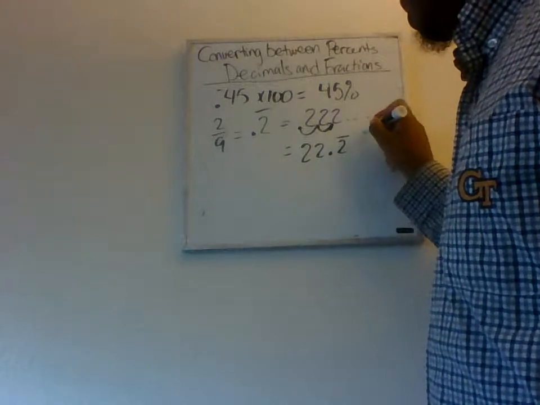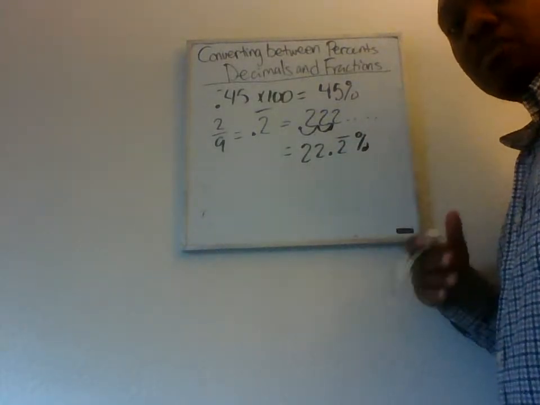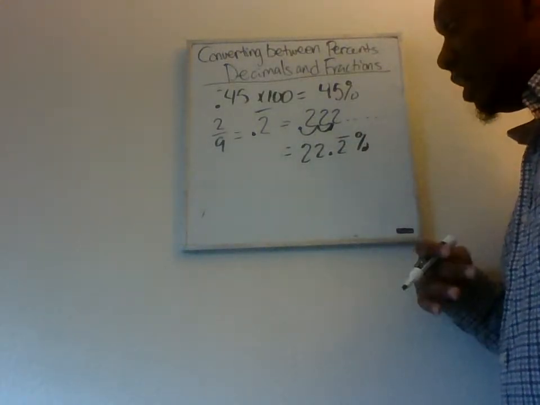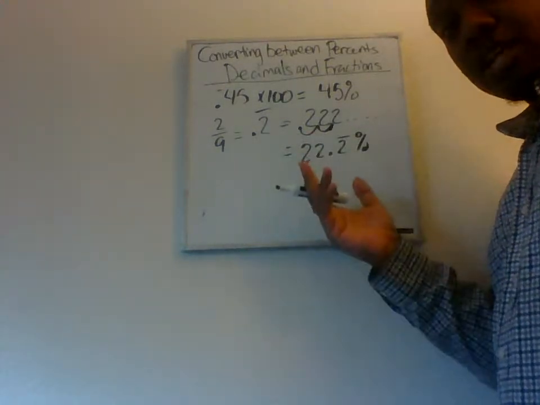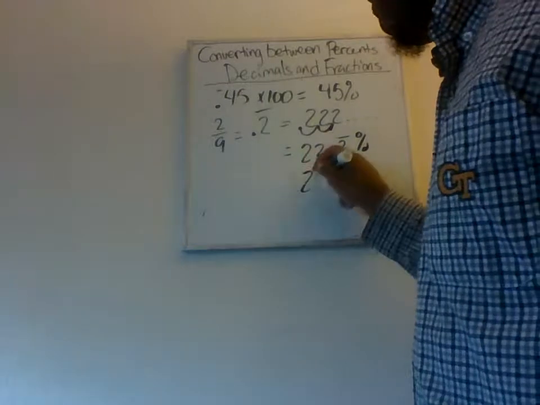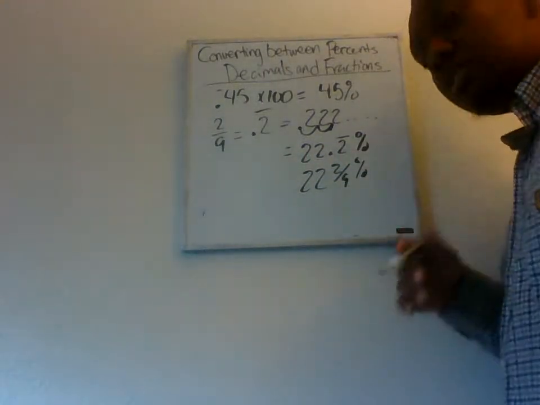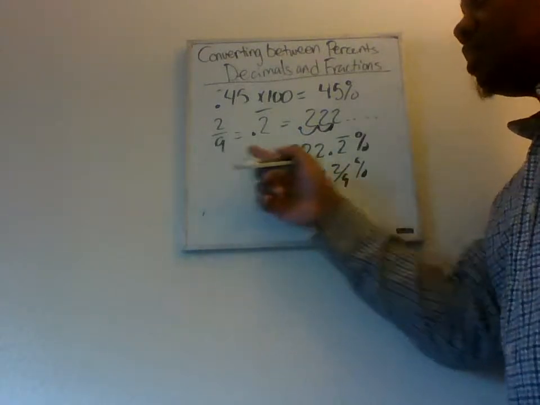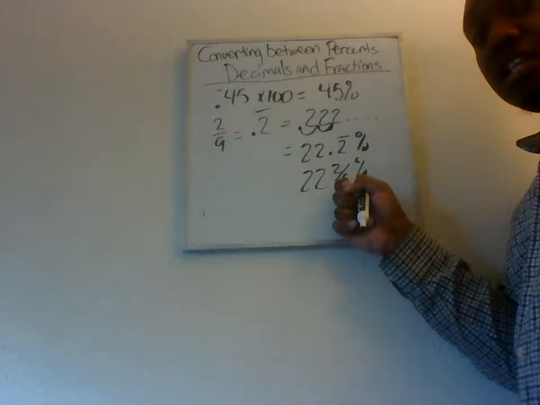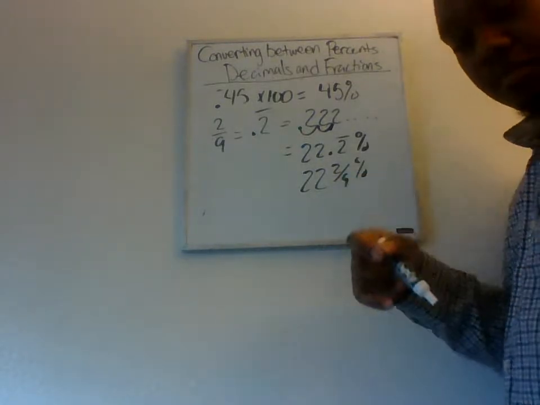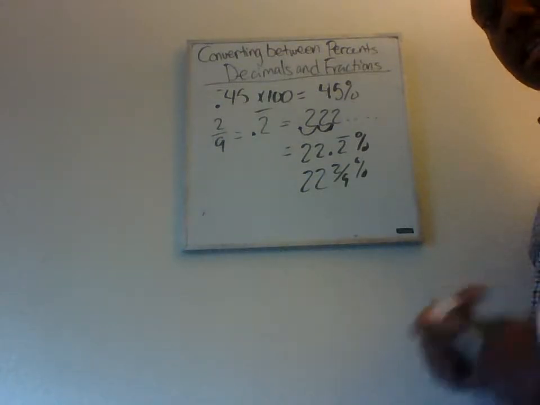22.2 repeating percent. Now, when you have percents, we don't like to write the repeating decimal most of the time. So what we like to do is change that part back to a fraction so that we have a mixed number as our percent. So this will be 22 and 2/9. And generally speaking, when you have a repeating decimal, you will see it, in some kind of shape or form, again here. Okay. All right. So that's really simple.